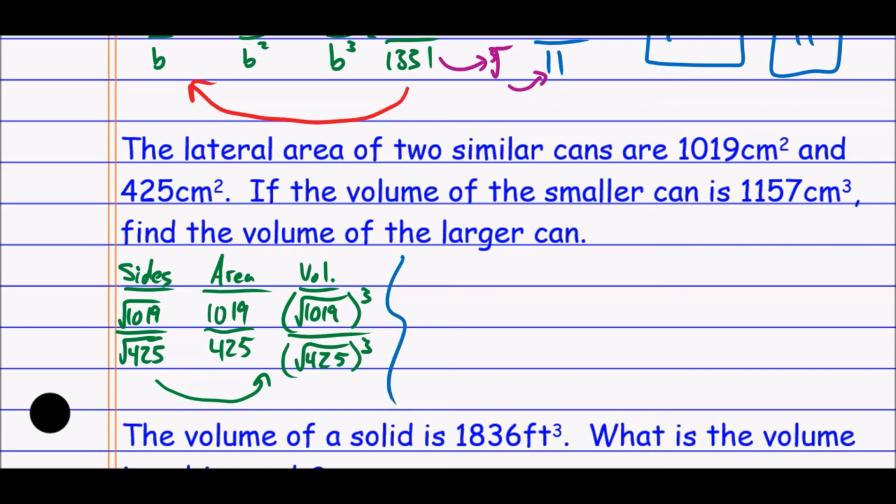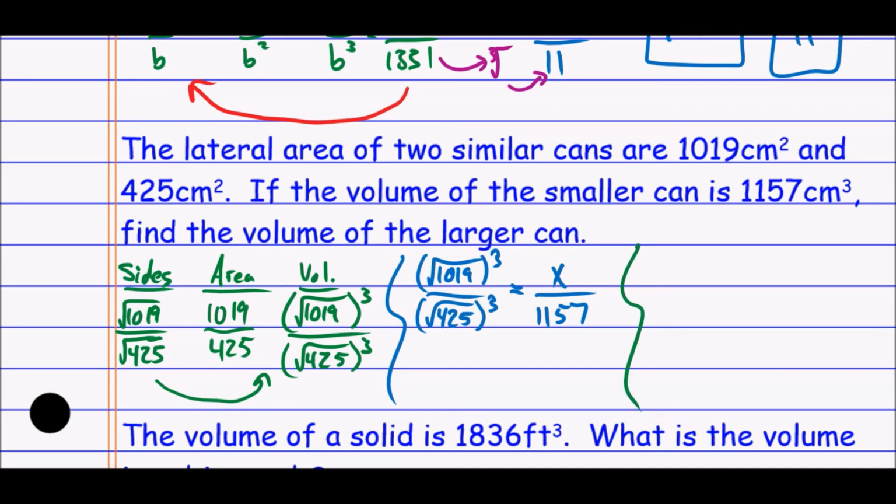I can set up a proportion, so I can say, hey, this ratio, the square root of 1019 cubed, over the square root of 425 cubed, that ratio should equal the ratio of the volumes. And it says the smaller can, which I have in the denominator this time. And I want to solve for the larger can, okay? And I can easily cross multiply and solve that.